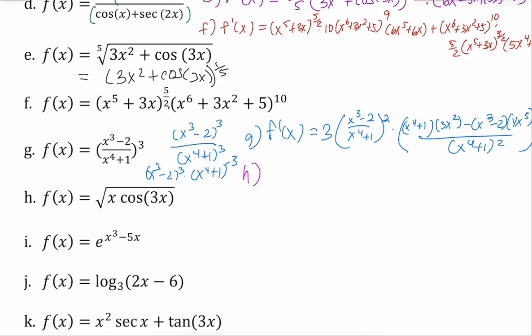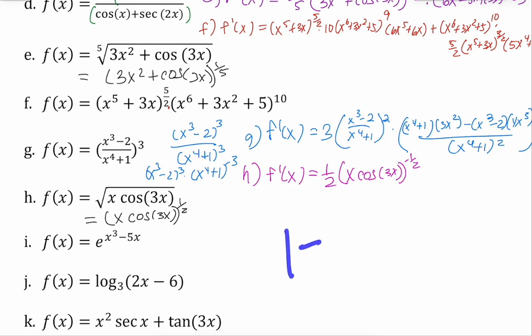The first thing you want to do is rewrite that as x cosine of 3x to the 1/2 power. Okay, so that has to be done before I can do anything else. I'm going to leave it as a chain. So I'm going to drop the 1/2 down in front, leave the stuff. My power is going to go down by 1. Just remember that 1/2 minus 1 is 1/2 minus 2/2 or negative 1/2.